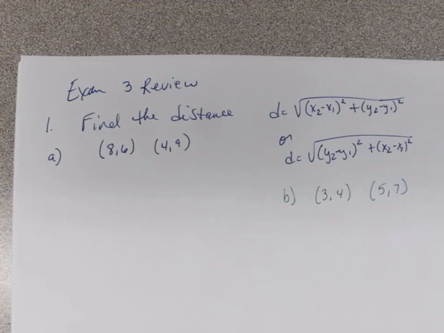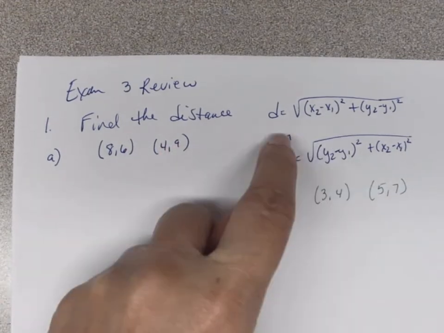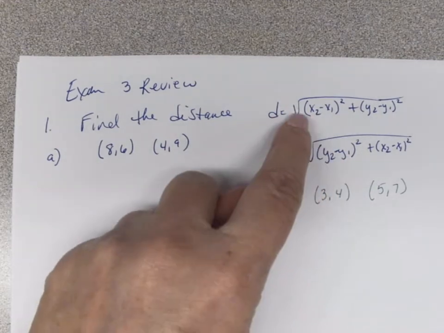So we're working on our review for our Major Quiz 3. I realize I wrote Exam 3, but it'll be Major Quiz 3. And the first thing we're looking at is finding the distance. So there's a formula. You can do it either way.